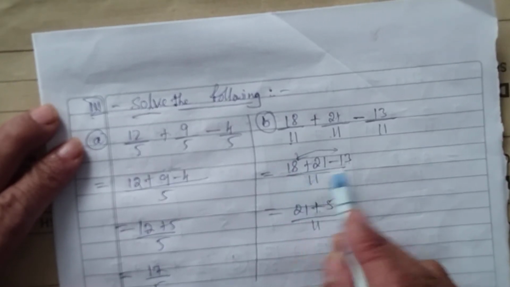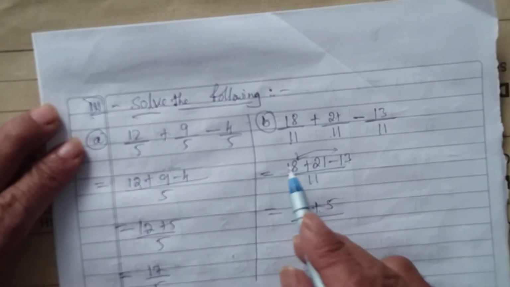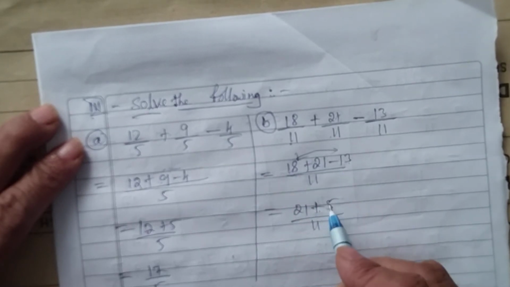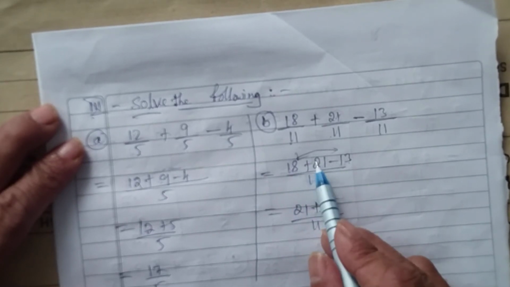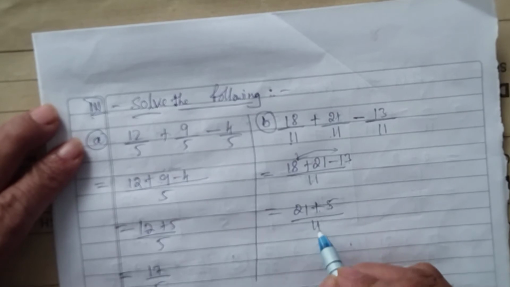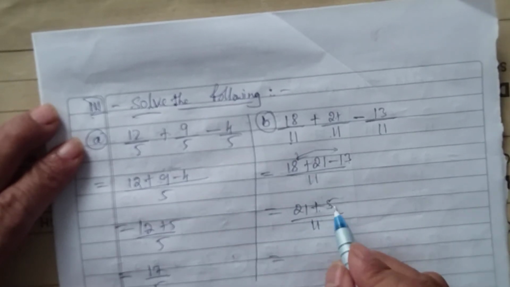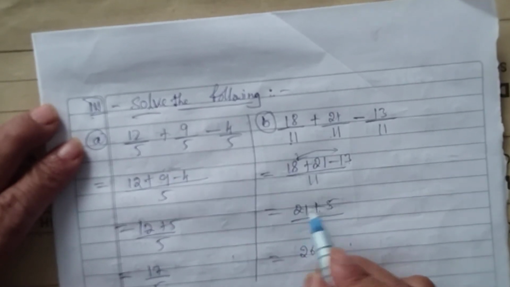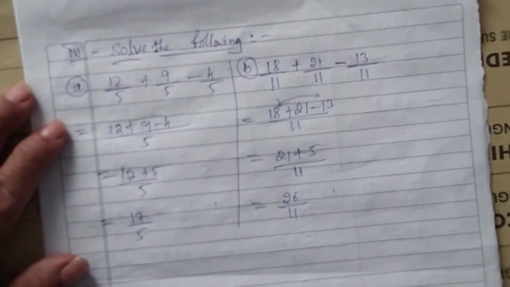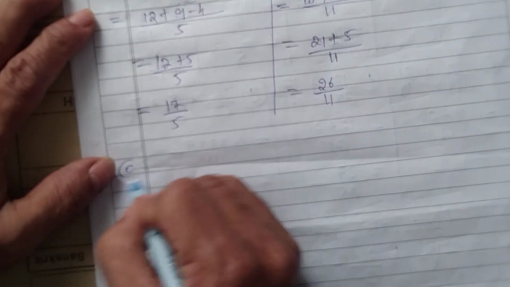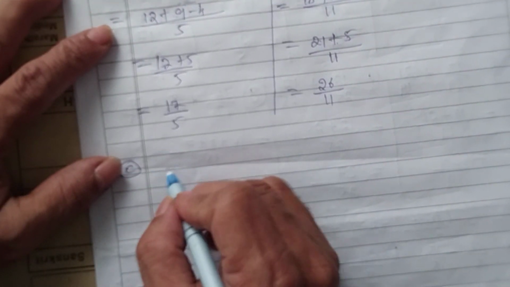In that, the bigger value is 18. 18 is a plus value. That plus 18 minus 13 is plus 5 remaining. Then 21 should be as it is. The denominator should be 11. If you add both values, 21 plus 5 is 26 divided by 11. This is the second sum we are done here. Now the third one, C. Okay.